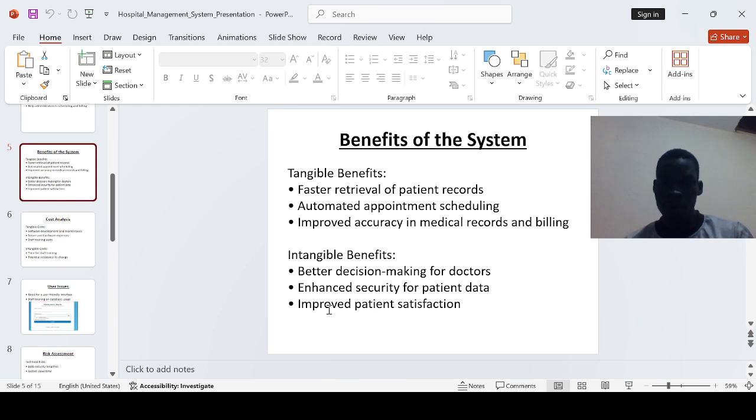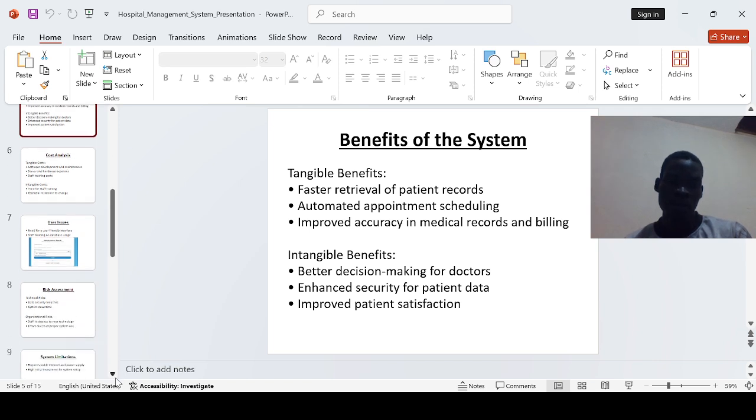Then we also have improved patient satisfaction. The system will help each of these patients to get satisfied with each of the details. For example, a patient might interact with the doctor at a scheduled time. Therefore, it enhances timely interactions of the patient with the doctor, which improves his satisfaction in this case.